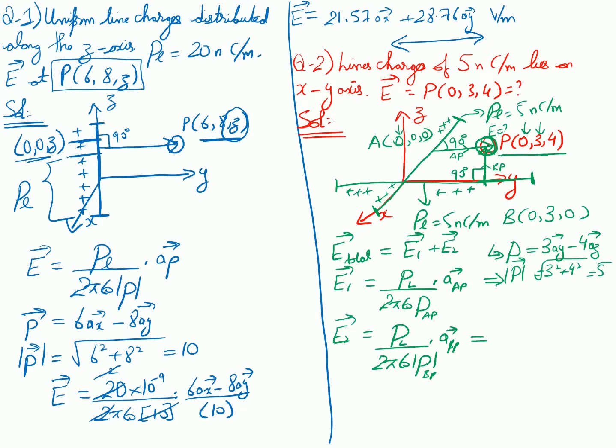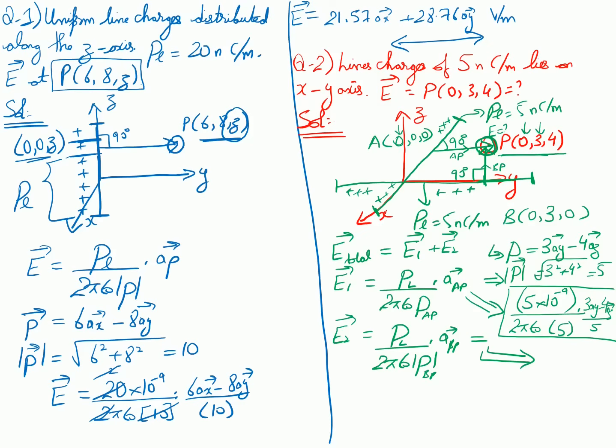So this means my value for E1 with all the incorporated values will be 5 times 10 raised to the power minus 9 divided by 2 pi epsilon naught, and the value of rho over the absolute value of rho comes out to be 5 multiplied by 3 a_y minus 4 a_z divided by 5. So this is what I am getting for the value of E1. Similarly, you can find and solve it for E2.